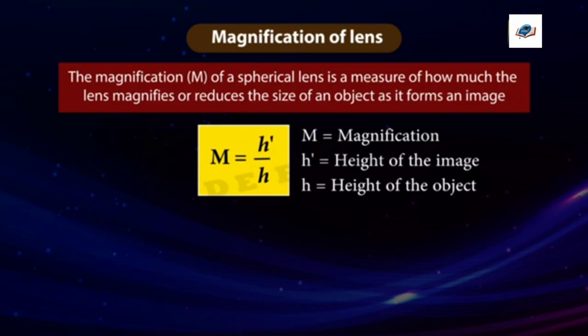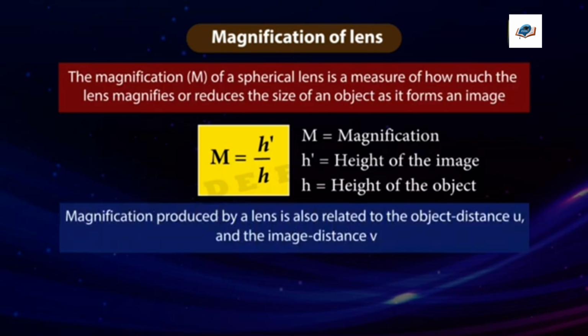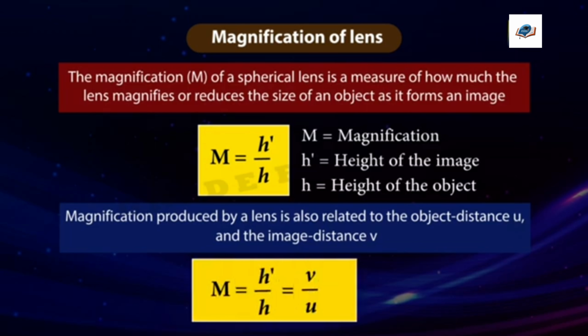Magnification produced by a lens is also related to the object distance u and the image distance v. This relationship is given by m = h'/h = v/u, where m is the magnification of the lens, v is the image distance, meaning the distance from the lens to the image, and u is the object distance, meaning the distance from the lens to the object.